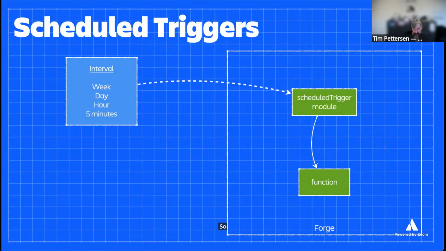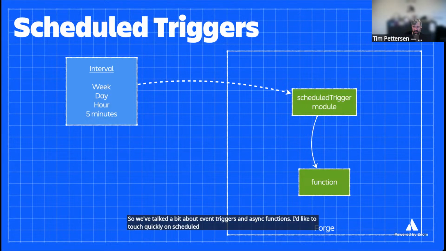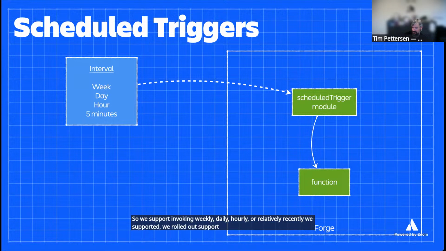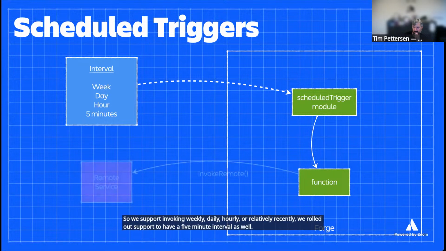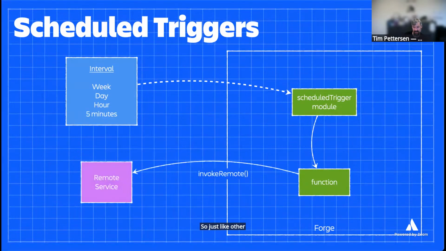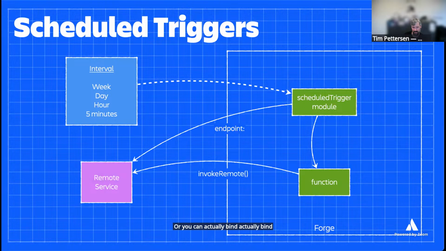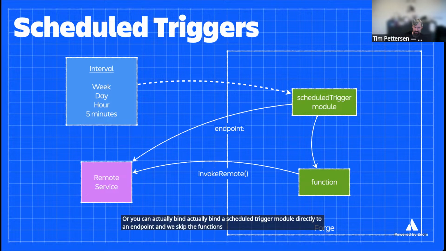So we've talked a bit about event triggers and async functions. I'd like to touch quickly on scheduled triggers. If you haven't used these before, they're a mechanism that allows you to invoke functions periodically. We support invoking weekly, daily, hourly, or, relatively recently, we rolled out support for a 5-minute interval as well. Just like other functions, scheduled triggers can interact with your remote service using invoke remote, or you can bind a scheduled trigger module directly to an endpoint, and we skip the functions and just call you directly.